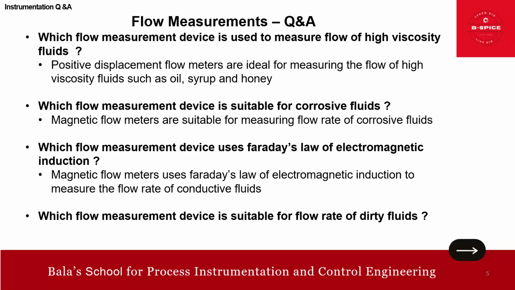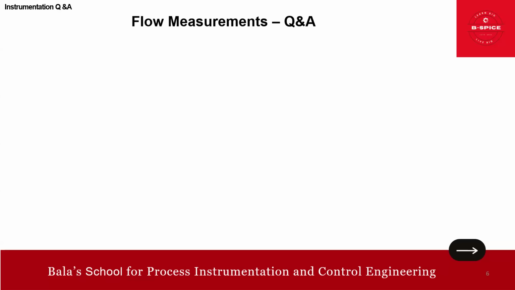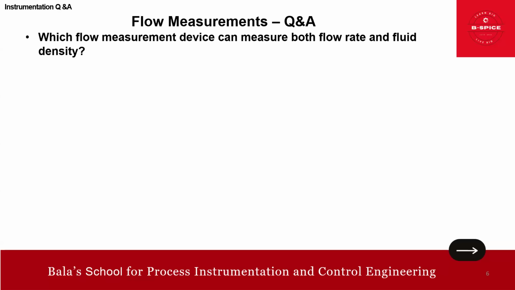Which flow measurement device is suitable for flow rate of dirty fluids? So turbine flow meters are suitable for measuring flow rate of dirty fluids, as there is no moving part that can be clogged. Okay, good. Now, which measurement can measure both flow rate and fluid density?